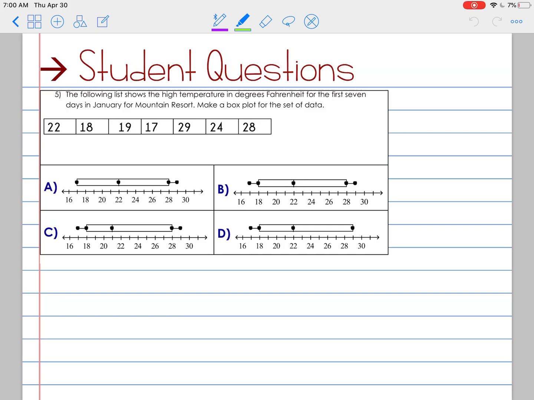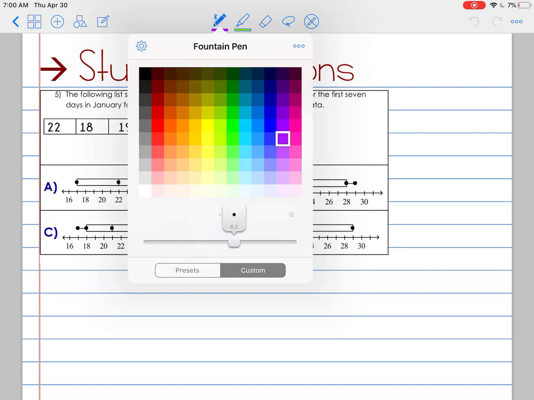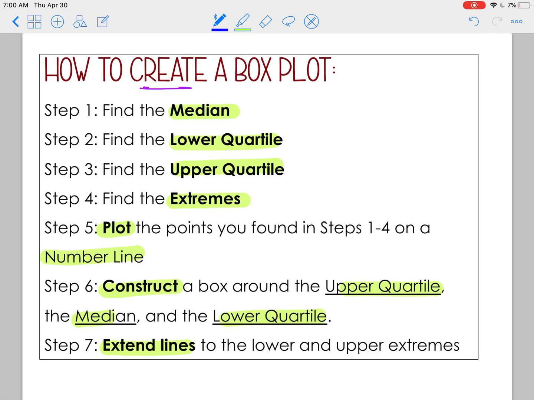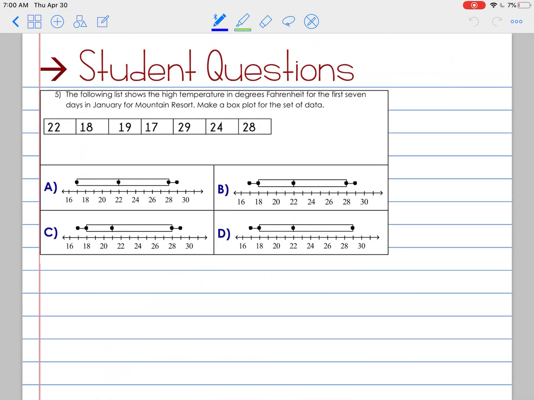Okay, so question number 5 here. Question 5 gives us the data set, and we have to make a box plot and then pick which box plot matches ours. So it says the following data shows the high temperatures in degrees Fahrenheit for the first 7 days in January for Mountain Resort. Make a box plot for the data set. So first thing that we're going to do is to find the median. So we're going to have to order them from least to greatest. It doesn't say that, but we know to find the median, we have to order them from least to greatest.